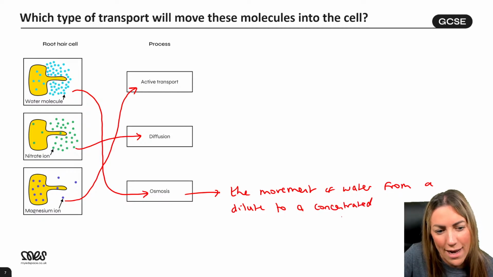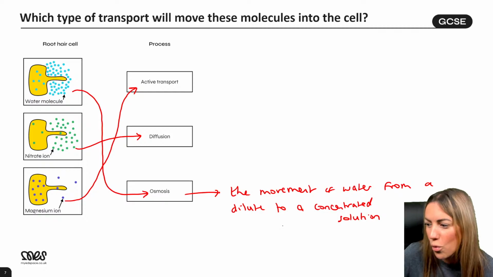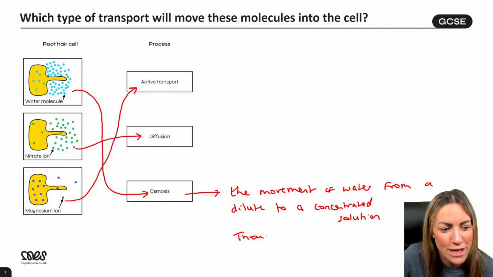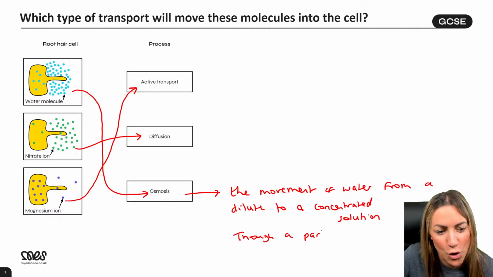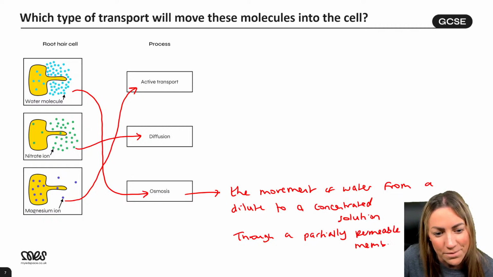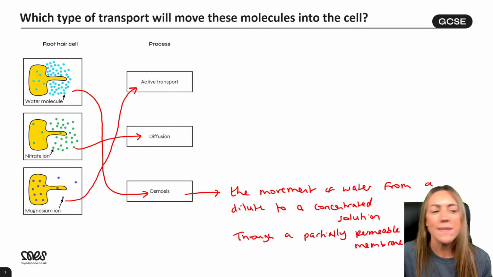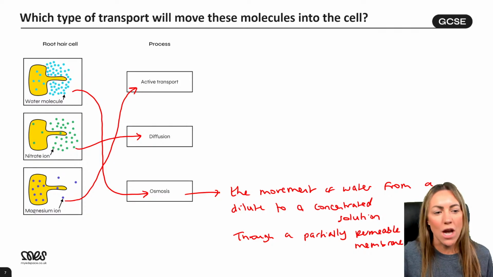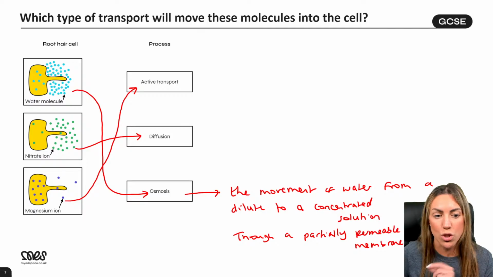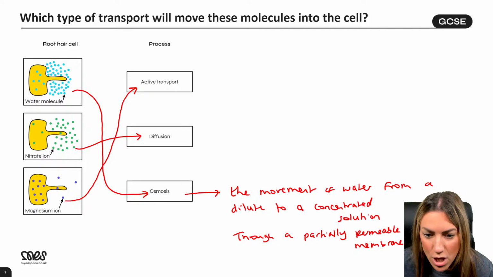I'll try and watch my handwriting. There we go. Oh, I forgot that. Through a partially permeable membrane. It's always sensible to add that on, isn't it? For osmosis, because sometimes that's a mark. But as soon as we see water in that first picture, we know it's osmosis, because osmosis is the movement of water from a dilute to a concentrated solution through a partially permeable membrane.